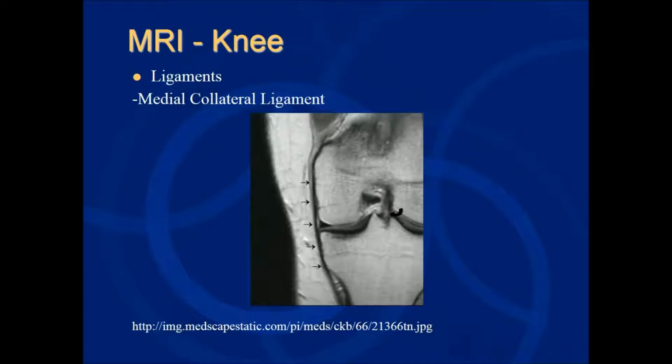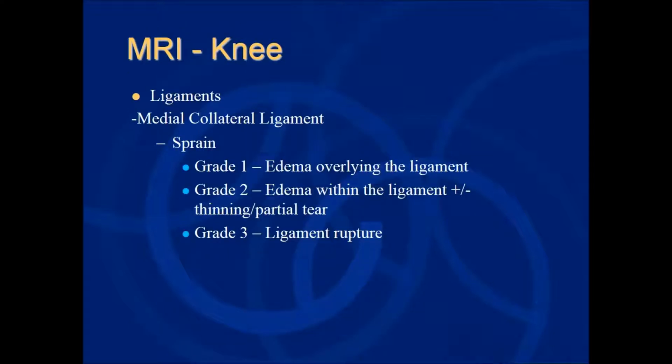Here's an MR coronal image showing the medial collateral ligament. It is a ligament that extends from the distal femur to the proximal tibia on the medial side, obviously. You can see that the tendon is smooth, regular, low in signal, and without significant thickening.